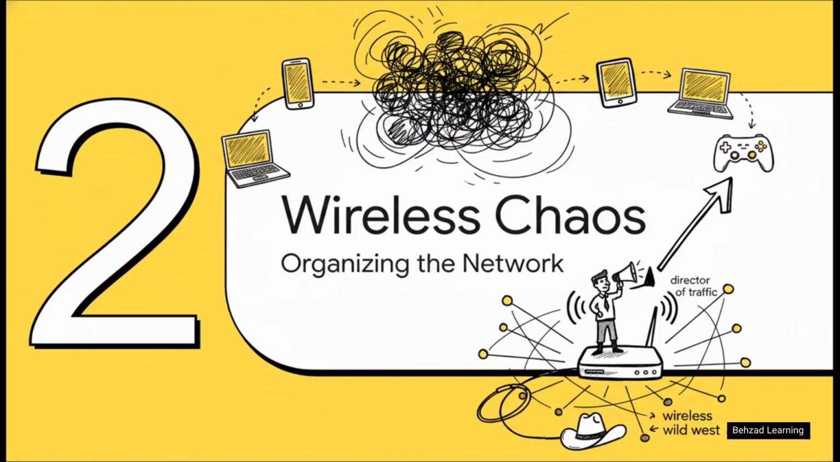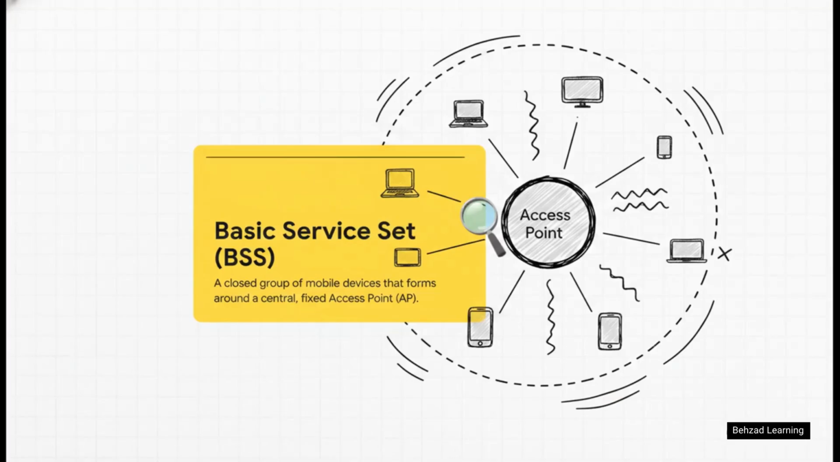Section 2. Organizing the wireless chaos. So the solution here is to create a closed group. And this brilliantly illustrates the whole foundation of Wi-Fi, the Basic Service Set, or BSS. At the heart of every single BSS is an access point, or AP. You can think of the AP as the essential middleman.